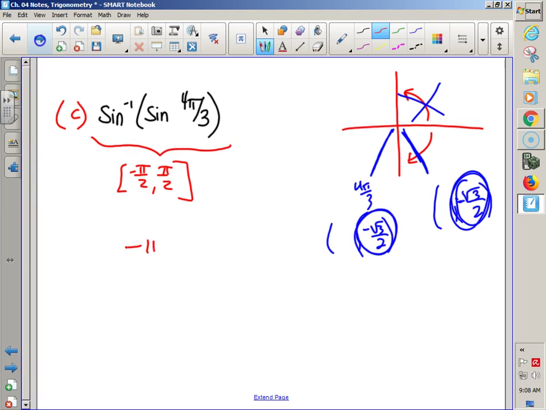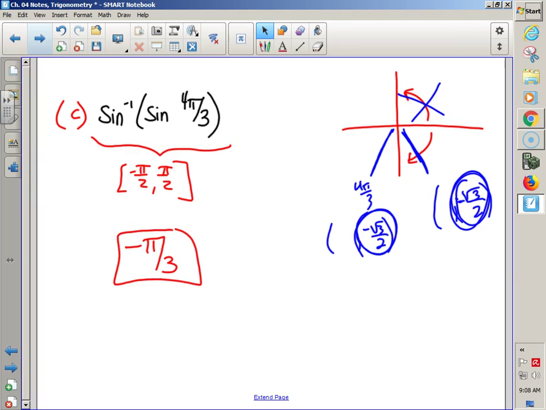Anybody get negative pi over 3? Pause. Go to your calculator. See if I'm right. What's sine inverse of sine of 4 pi over 3? I'm going to plug in 4 pi over 3. It should cross out, right? It should be the exact same thing. Except there are restrictions.